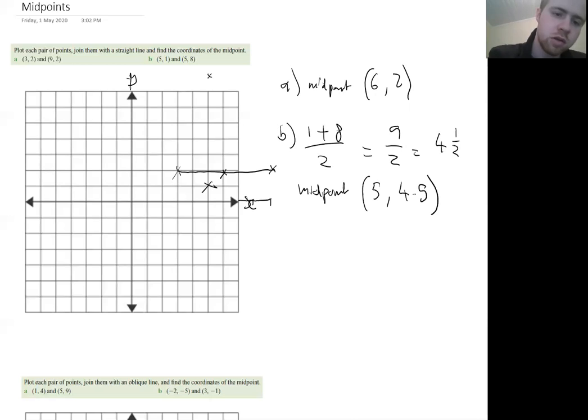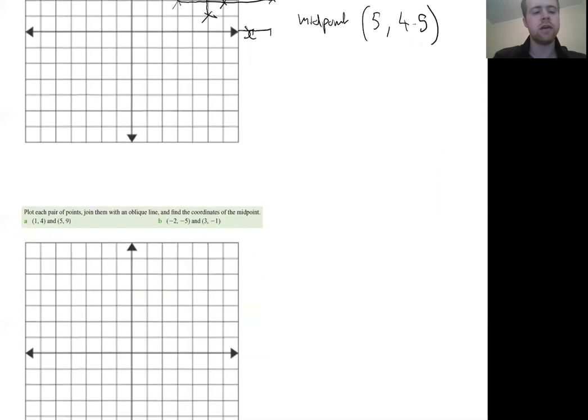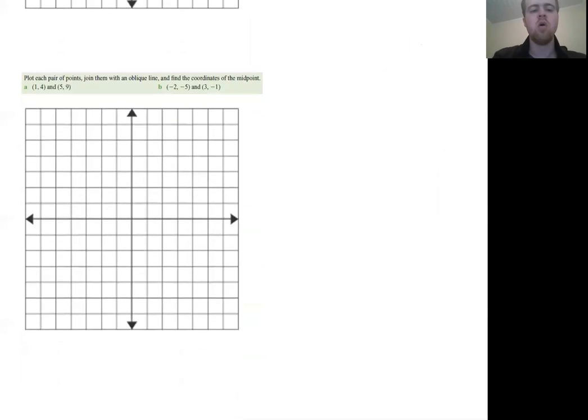And so here will be 5, 4.5. That's where our midpoint is. You can see it sits right in between those points there. Now, when we're looking at diagonal lines, or oblique lines, oblique just means diagonal. So it's not horizontal or vertical, it's somewhere in between. We need to average out both the x and the y.